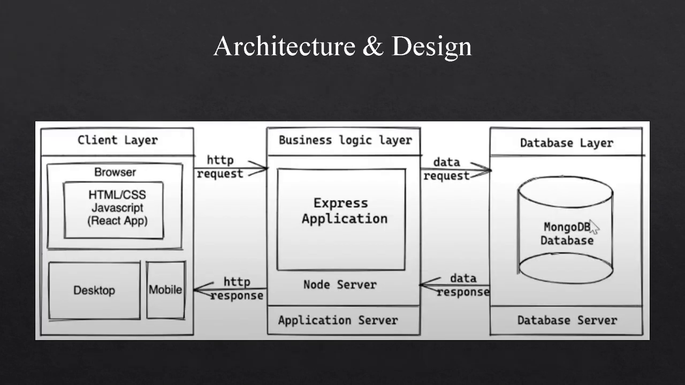Now, if you look at the design template, how it works is that we have a client layer consisting of the browser, desktop, and mobile, which has the HTML, CSS, and JavaScript, basically the React app front end. Now, an HTTP request is made via the business logic layer, which is the Express application and the Node server. It sends a data request to the database layer of the MongoDB database. From there, the MongoDB database sends a data response back to the business logic layer, which again sends the response back to the client layer, where it is showcased in the browser, desktop, or mobile.